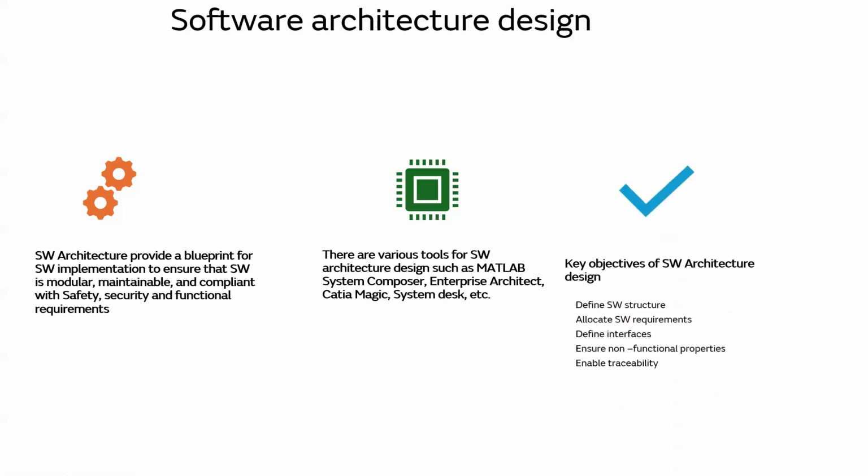So what are the key objectives of architecture design? Again, it is to define the software structure and allocate the software requirements. You define the interfaces, and you make sure that all the non-functional properties have been met. And there's traceability. Traceability is the key. So the software architecture needs to be traced back to the software requirements, and also traced to the system architecture as well.